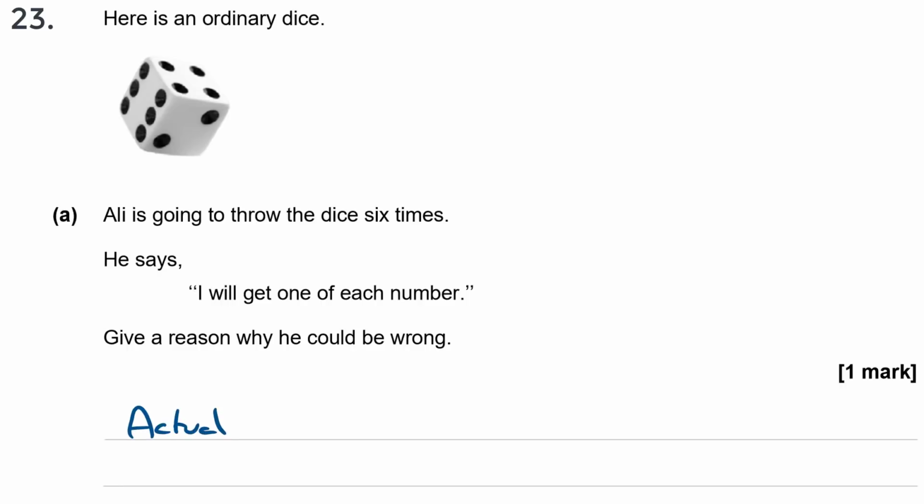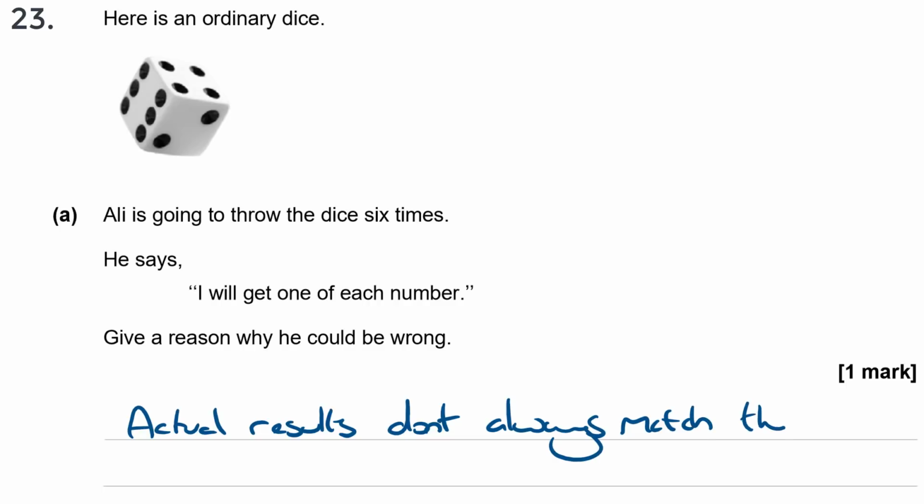Actual results don't always match theoretical probabilities.